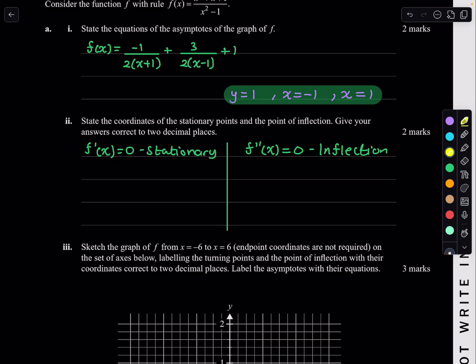So the first one is negative 3.73. The y coordinate was 0.87. The other coordinate was negative 0.27. The y coordinate was negative 0.87. So these are my coordinates. Done, if I haven't made any mistakes on rounding up.